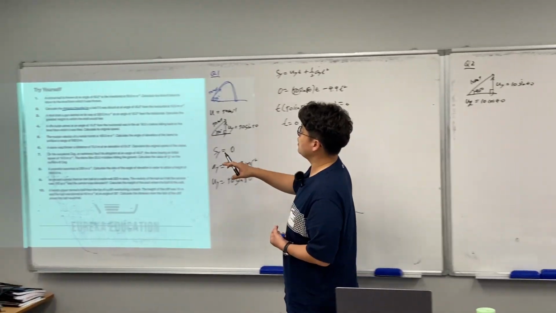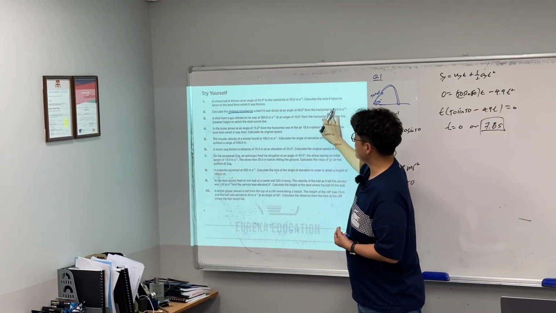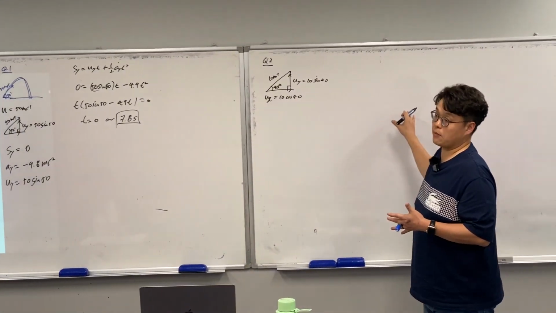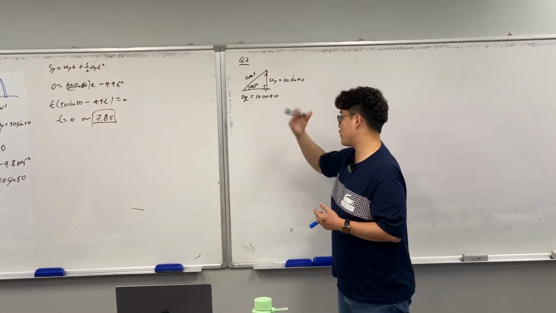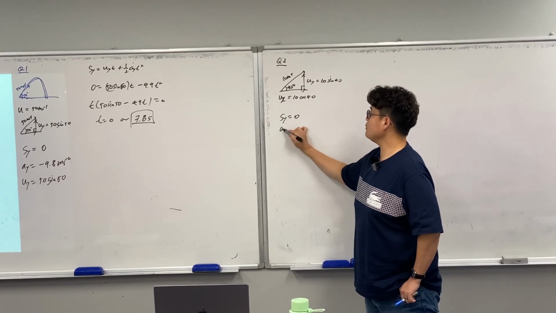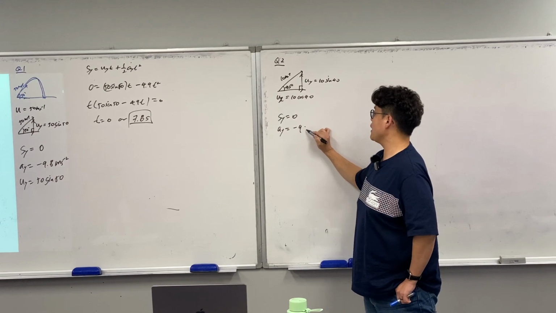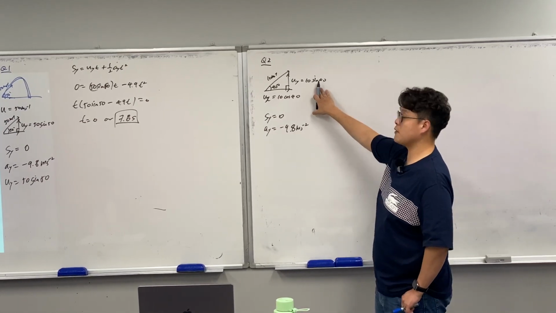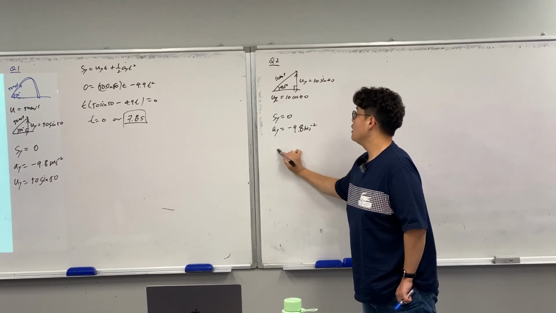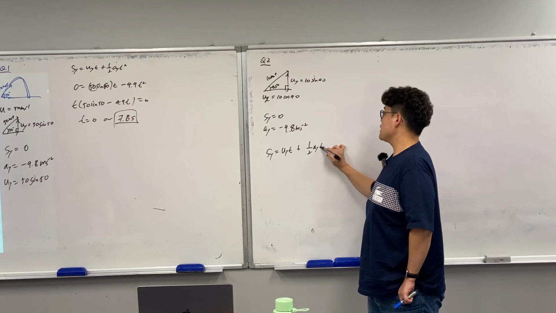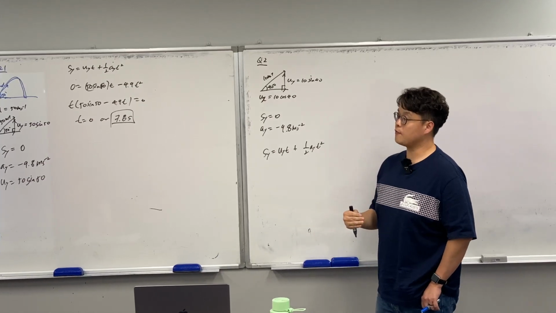The question says struck at an angle from the horizontal. So we are assuming that it's struck horizontally and came back to the same vertical displacement. So sy would be 0, ay is minus 9.8 meters per second squared, and uy is given as that. So from here, sy equals uyt plus half ayt squared. Always use the vertical components to find the time taken.